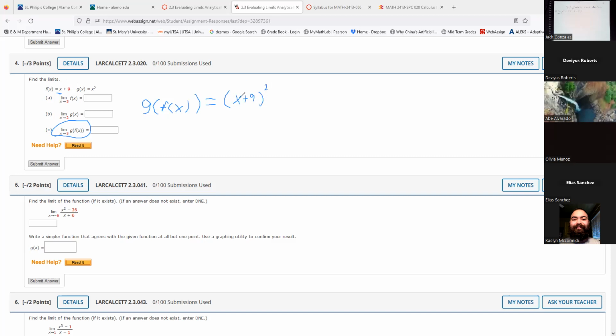So what does this do as it goes to 5? Well, that means you plug in 5, right? So 5 plus 9 squared. That answer will go here. Okay. Is there any question on that? I don't think it's too bad, right?